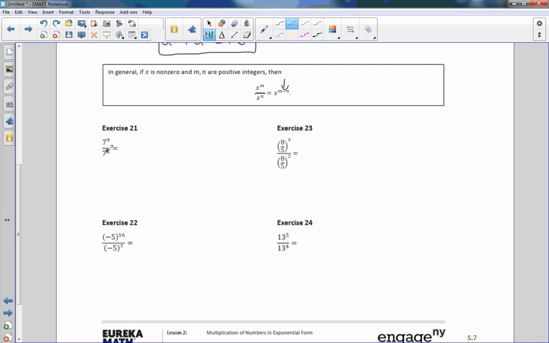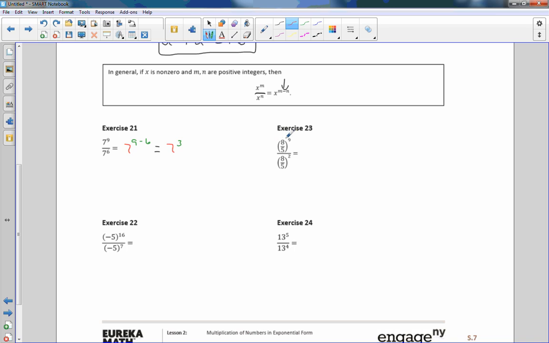So I have a 7 base, I have a 7 base, my answer is going to have a base of 7. I have a 9 in the numerator, a 6 in the denominator, and it says to take the numerator and subtract the denominator. So I have 9 minus 6. That is going to equal 7 to the 3. Okay.